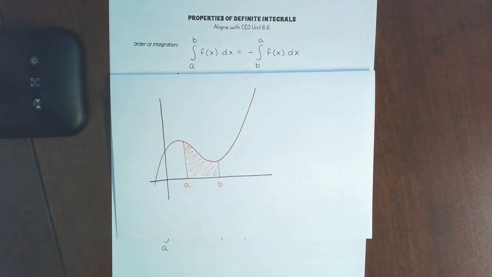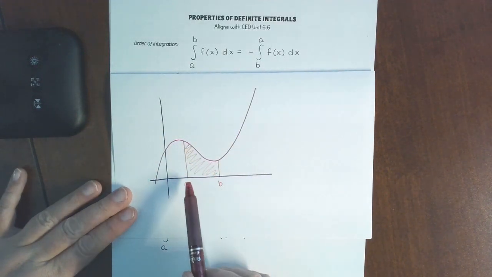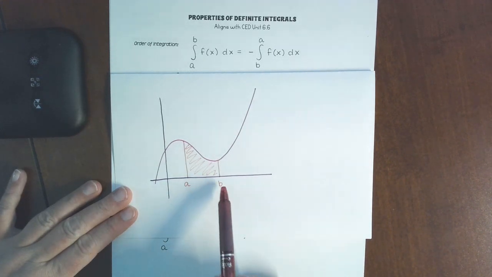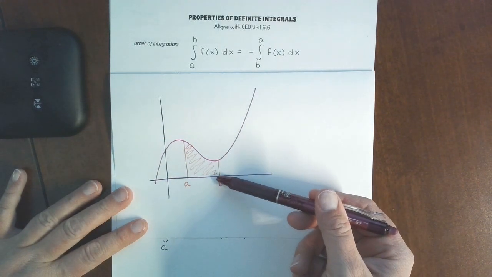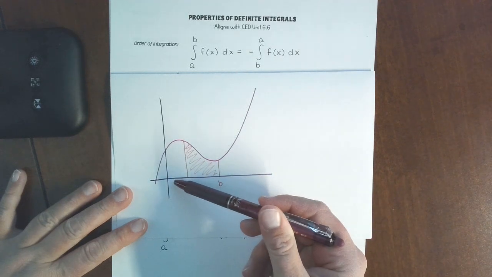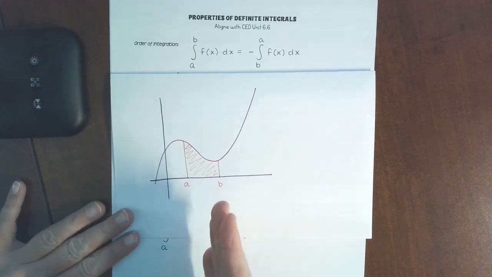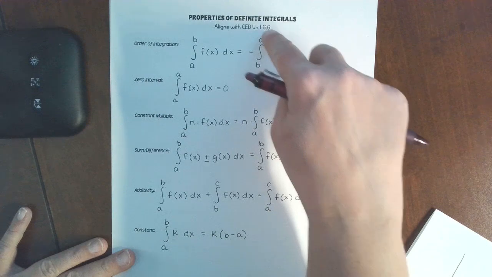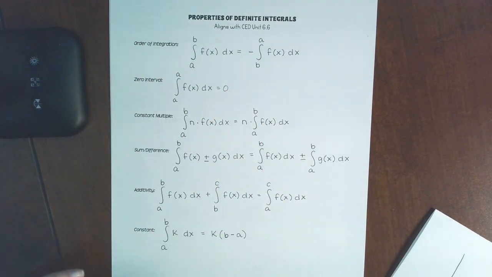Because if you think about it, this is accumulation, right? If this was population growth in this function, then integrating from A to B would tell me how much the function has increased between time A and time B. If I integrate backwards, that's telling me how much the population would shrink if I went back in time, from B down to A. So when you switch the order of the boundaries, your integral turns negative. That's what this first one's talking about.